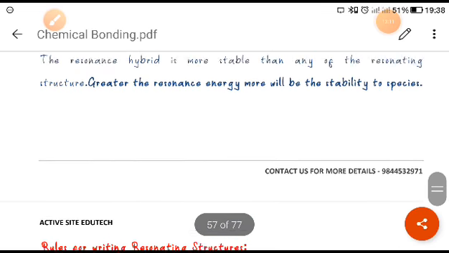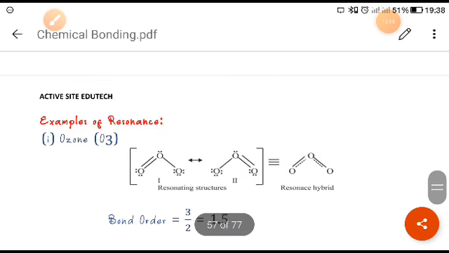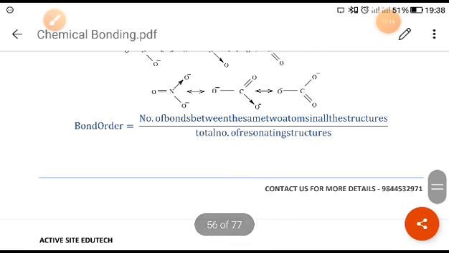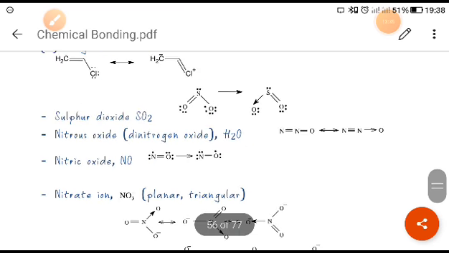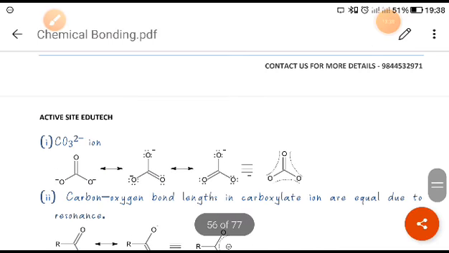Now next is bond order in resonance hybrid. So what is bond order in resonance hybrid? Bond order in resonance hybrid is equal to the number of bonds in the resonance divided by the number of resonating structures. How many bonds are there in the resonance, divided by the number of resonating structures. So I will give you one example of how to find out the bond order.